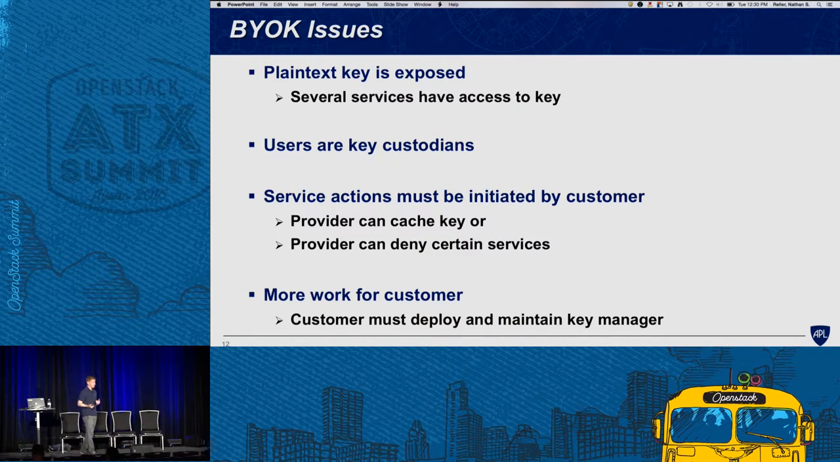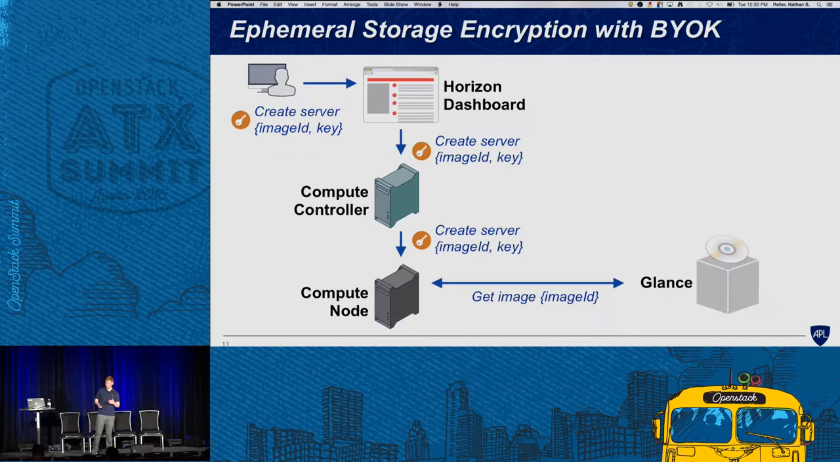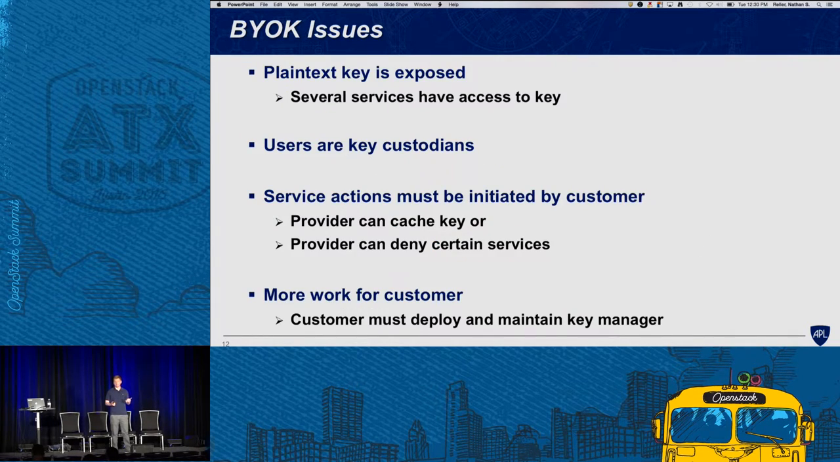So there's a few issues with this. The first one, actually, I want to go back a slide, is you can notice that the plaintext key is passed through each of those services. So now, if I can compromise one of those services in the call chain, I can have direct access to that key, and I have it right away. So we're going to spend several slides after this on that particular issue.